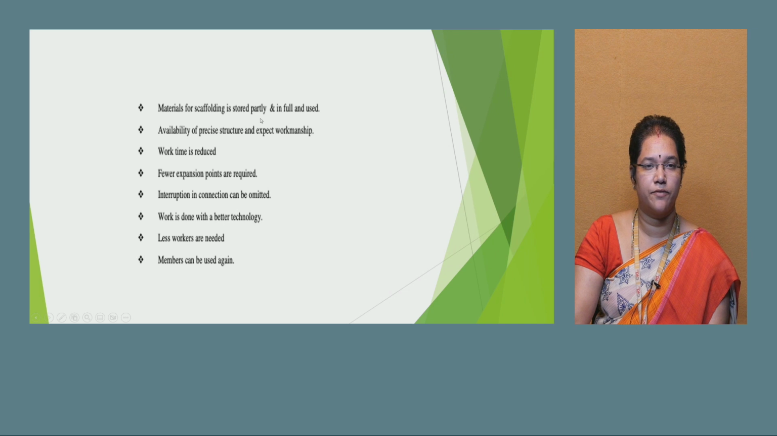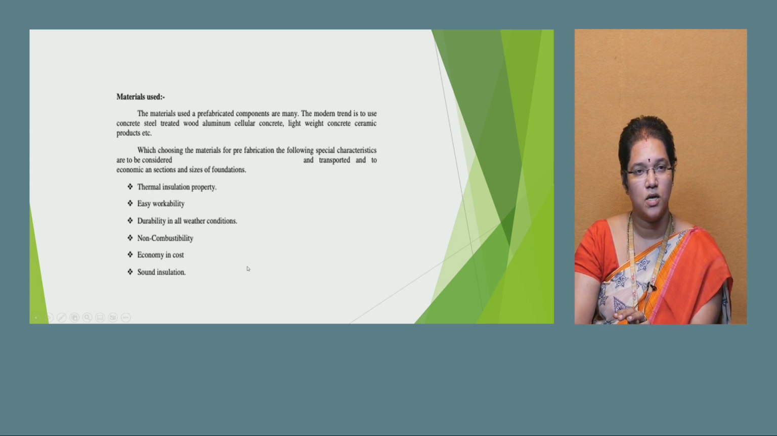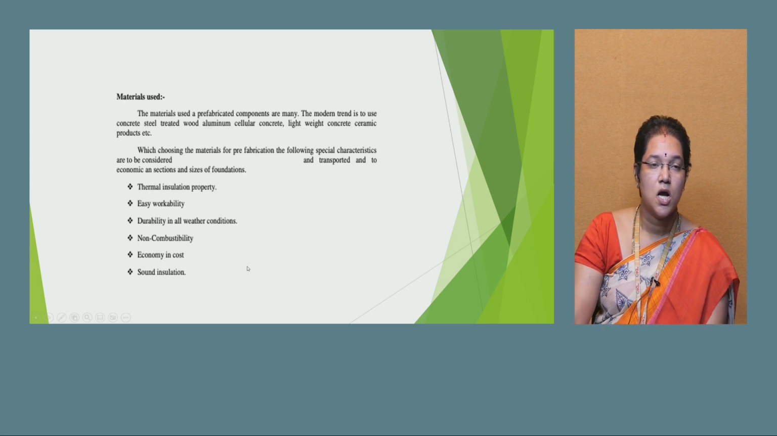Materials for scaffolding are stored partly and used in the field, with availability of a precise structure and expected workmanship. These are the minimum standards we need to follow. Work time is reduced, fewer expansion joints are required, interruption in connections can be omitted, work is done with better technology, fewer workers are needed, and members can be used again. So the materials used: wood, steel, concrete, which we have already done.